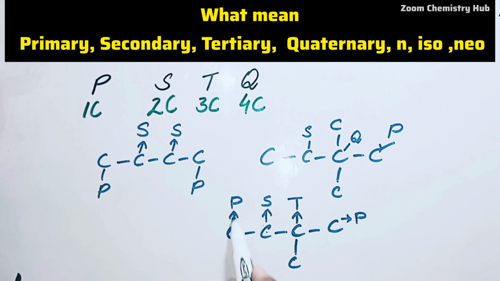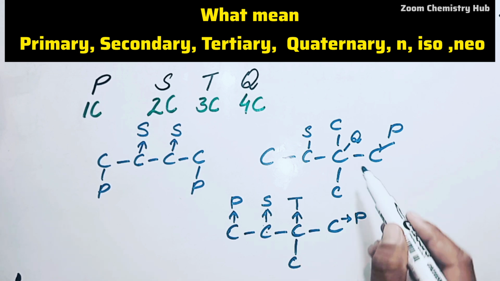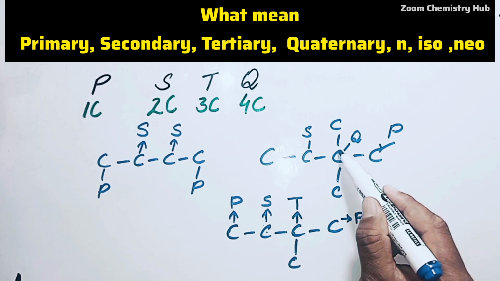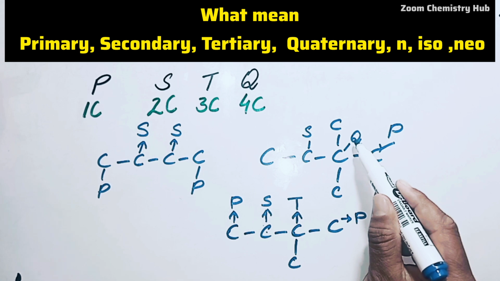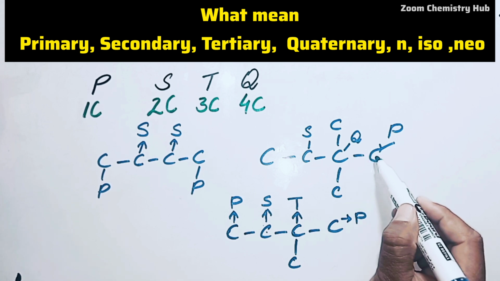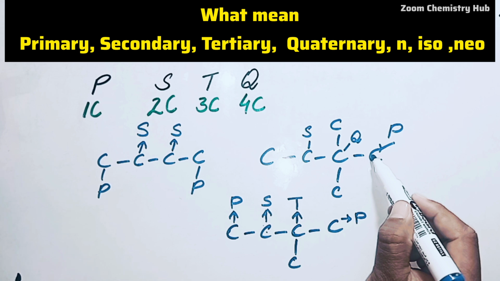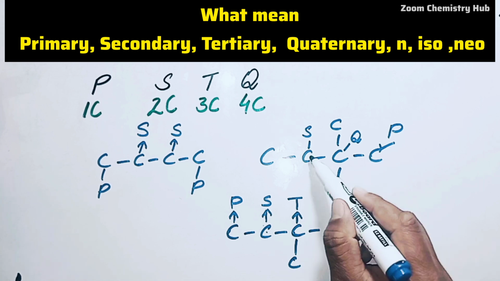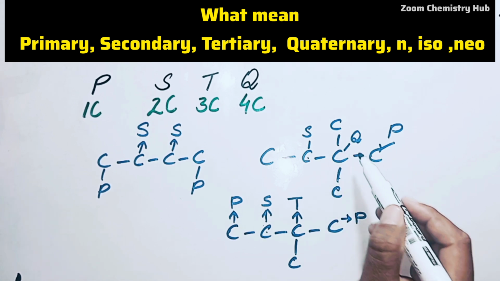So this is the primary, this is the secondary with respect to these 2 carbon atoms, and this carbon is the tertiary with respect to these 3 carbon atoms which are directly attached to this, and this carbon is called the quaternary carbon atom, which is directly attached to 4 other carbon atoms, that is 1, 2, 3 and 4.